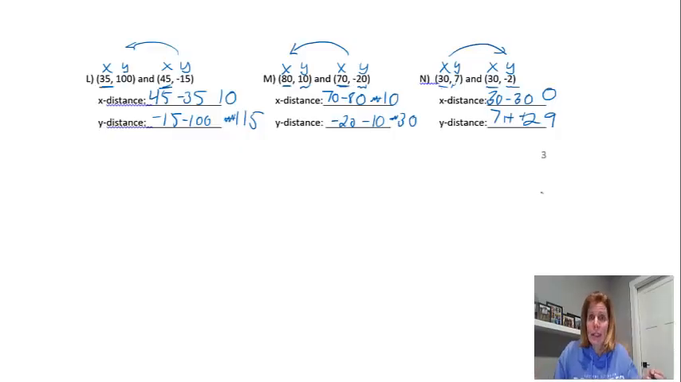Okay, and I guess that is it. That is how you find a horizontal and vertical distance between 2 points, and hopefully now you are really good at doing it. So slope will just be a breeze for you when we get to the next lesson.